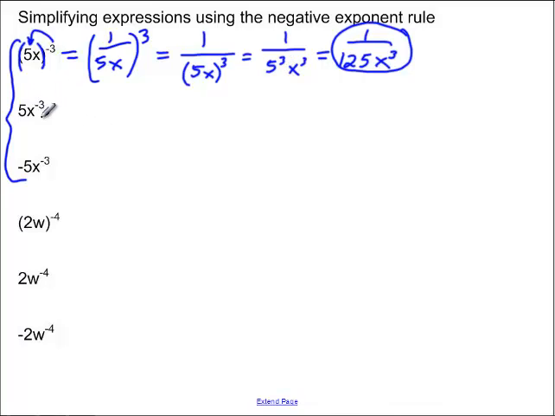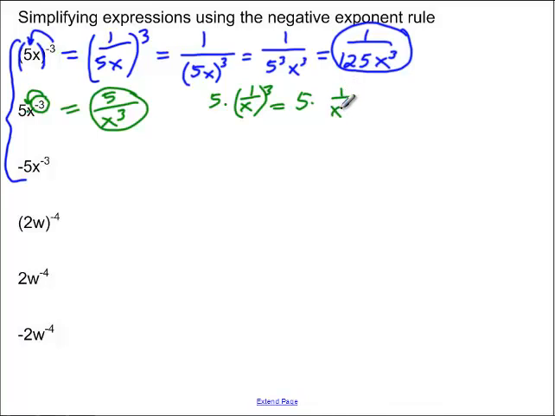Go ahead and pause if you want and see what answers you can come up with. For this one, we again have a negative exponent, but what is it working on? It's working on the base of just x. The 5 is out front, so it's 5 times x to the negative third power. We can take a shortcut: 5 stays in the numerator over x cubed, and that's our answer. If we go the long way, it's 5 times 1 over x, cubed, which is 5 over 1 times 1 over x cubed, or 5 over x cubed.